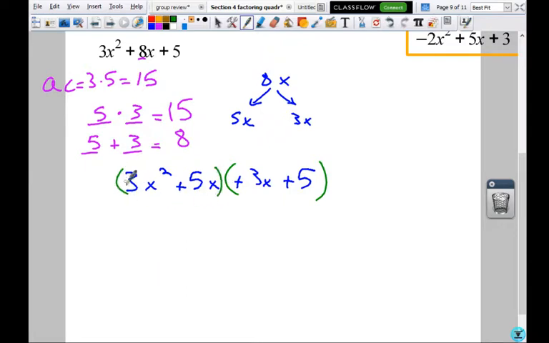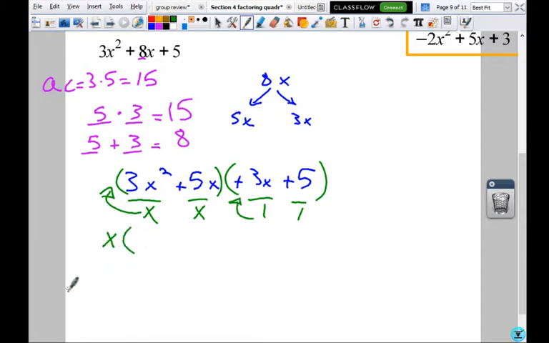Alright, so we're gonna keep going. Alyssa, what can I factor out of this first one? What can I factor out of the first parenthesis? Yep, we can take an x out, right? Anything else? No. Alright, what can I take out of the second parenthesis? Just a 1. The only thing I can take out is 1. Alright, I'm factoring out an x.